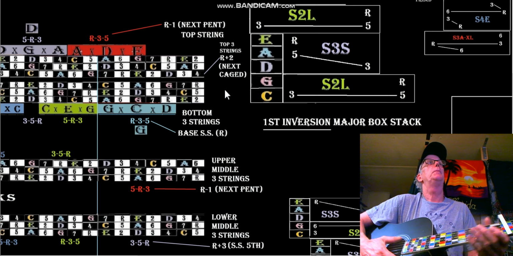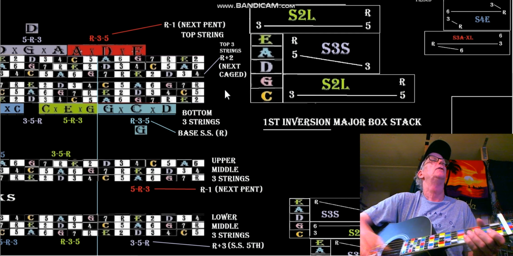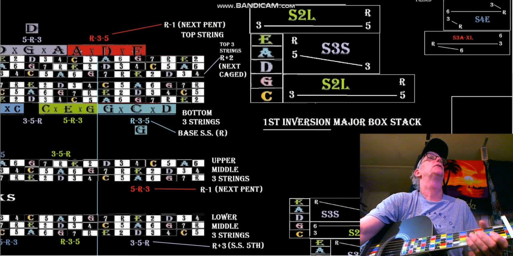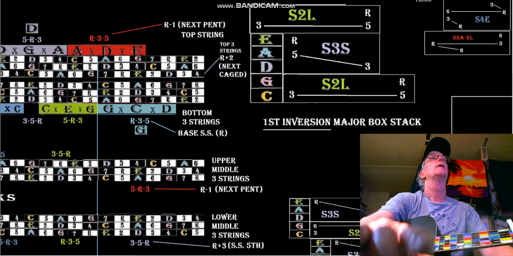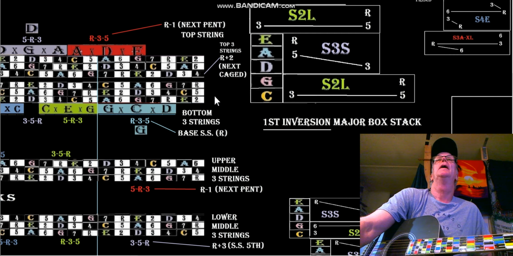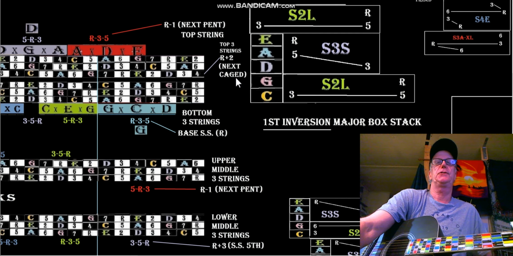Okay, yeah, my bad there. The 4th string is going to be, yeah, it was my bad there. The 4th string is going to be right here, the next caged advance. Okay, because the fourth string is right here. Here's the 6 of them. Alright, so we were looking at the upper middle 3 strings is right here.